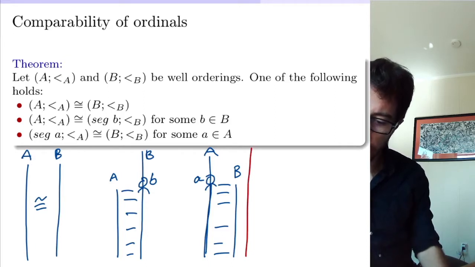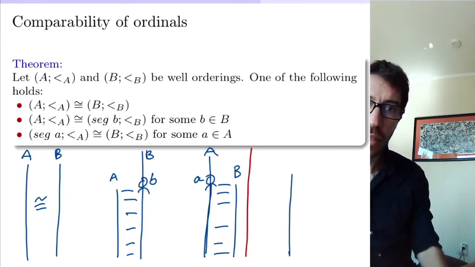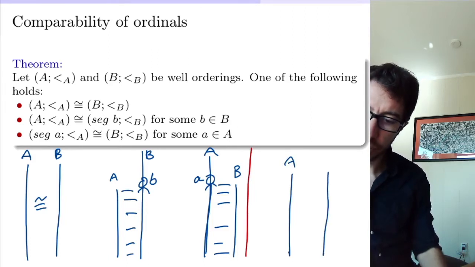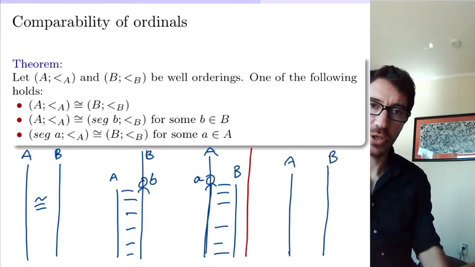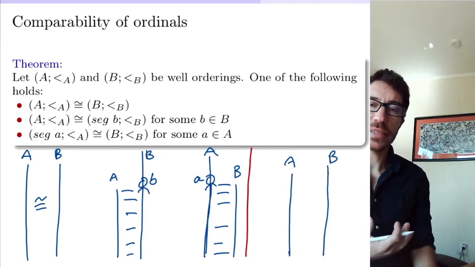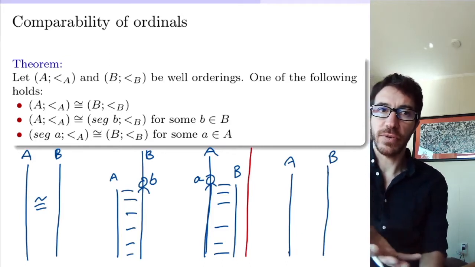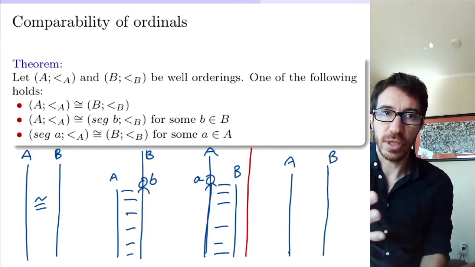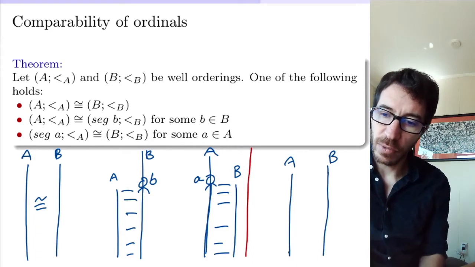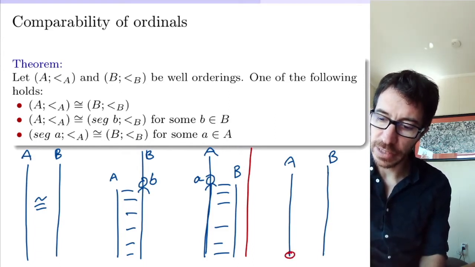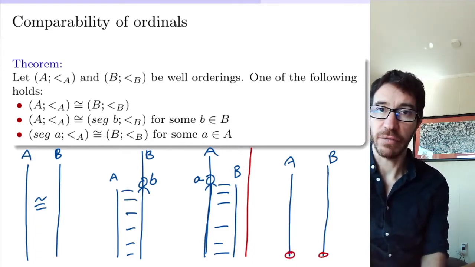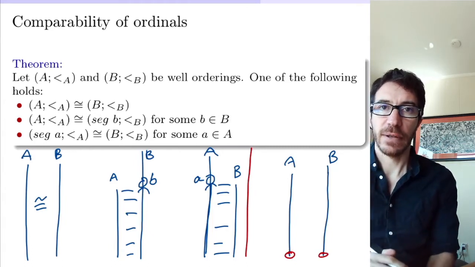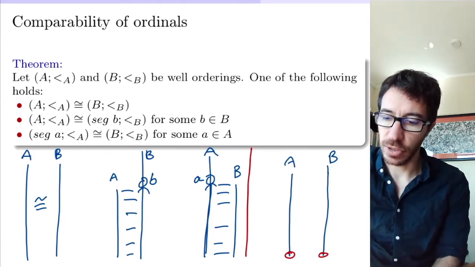Suppose here you have A and here you have B. They don't need to be equal. We don't know how they are. What we're going to do is define this isomorphism between either the whole thing or one segment or the other. And what we do is we take the first element here and the first element there. They have a first element, right? Because every subset has a least element, so the whole thing does.